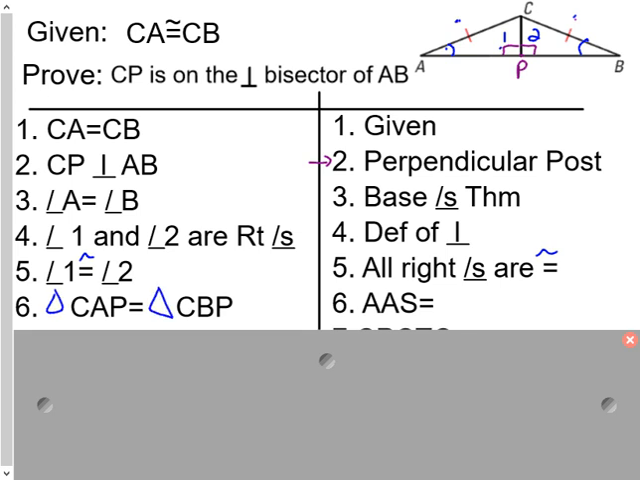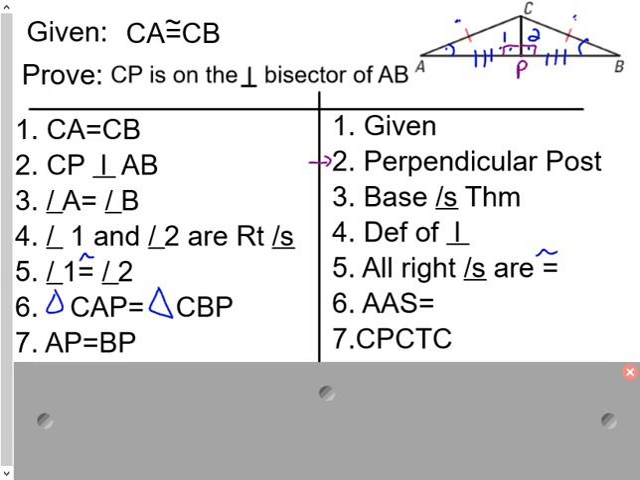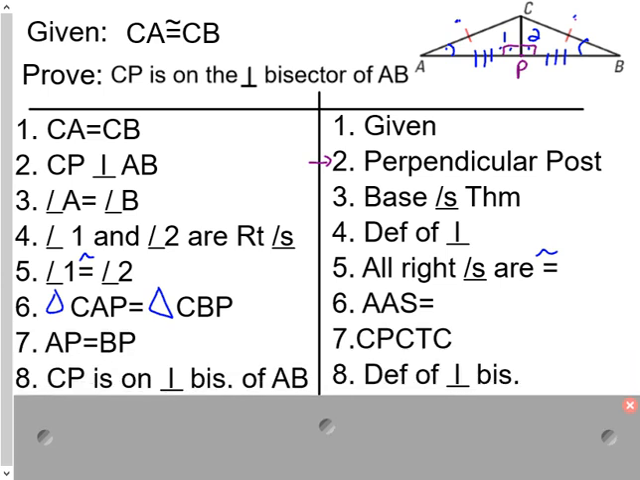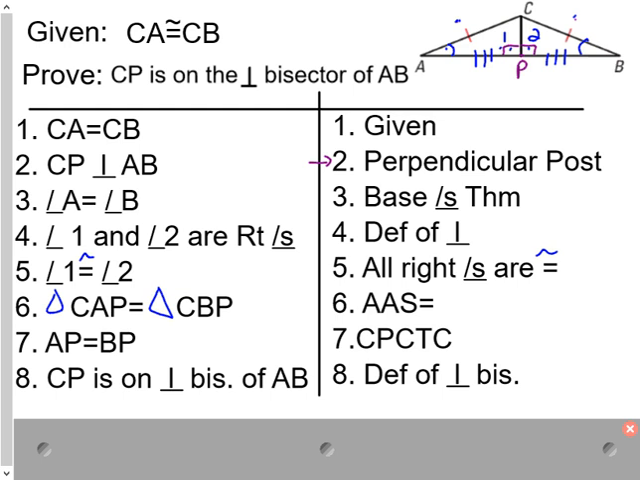And then what's left? How can I say that CP is on the perpendicular bisector? We assumed perpendicular, we need to grab bisector. AP and PB are congruent, and therefore that means we are on the perpendicular bisector. Because now we have that bisector piece, and CP is on the perpendicular bisector.